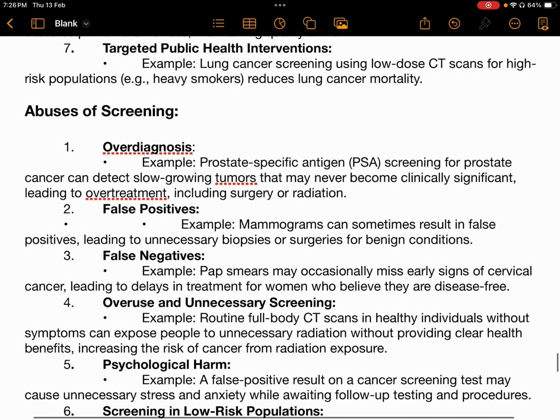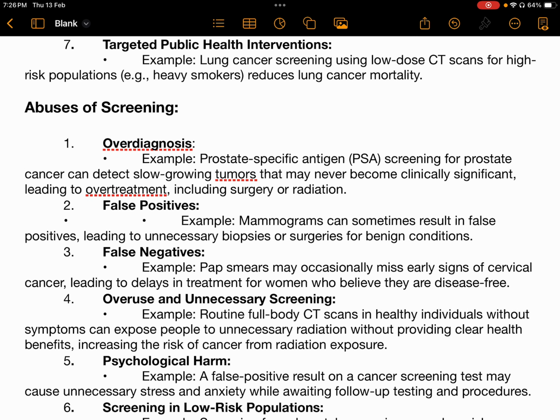Then coming to the abuses of screening. First is overdiagnosis. Overdiagnosis occurs when screening identifies diseases or conditions that would not have caused harm during the patient's lifetime. This can lead to unnecessary treatment, anxiety, and reduced quality of life.